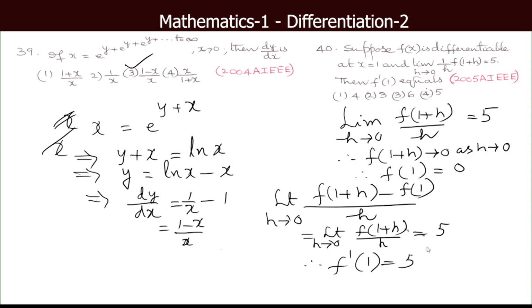A silly question. The only observation is this. This is the important step. So, f dash 1 also must be equal to 5. That is the last option.